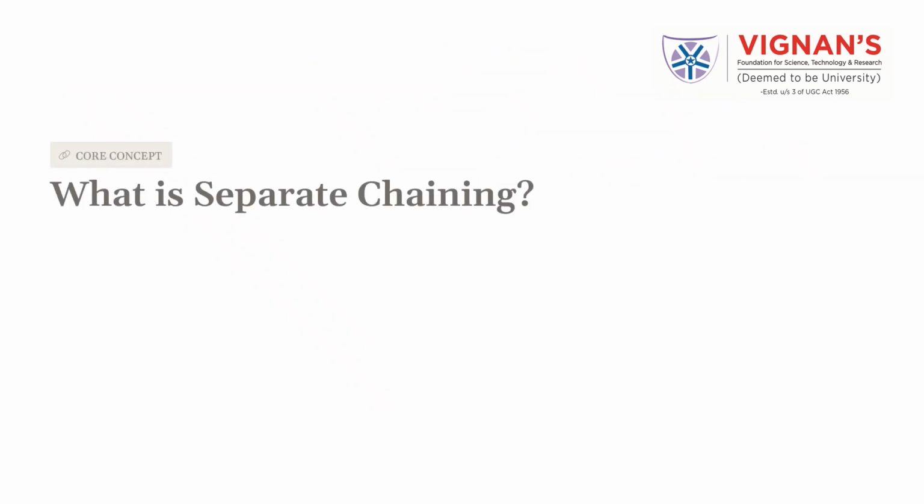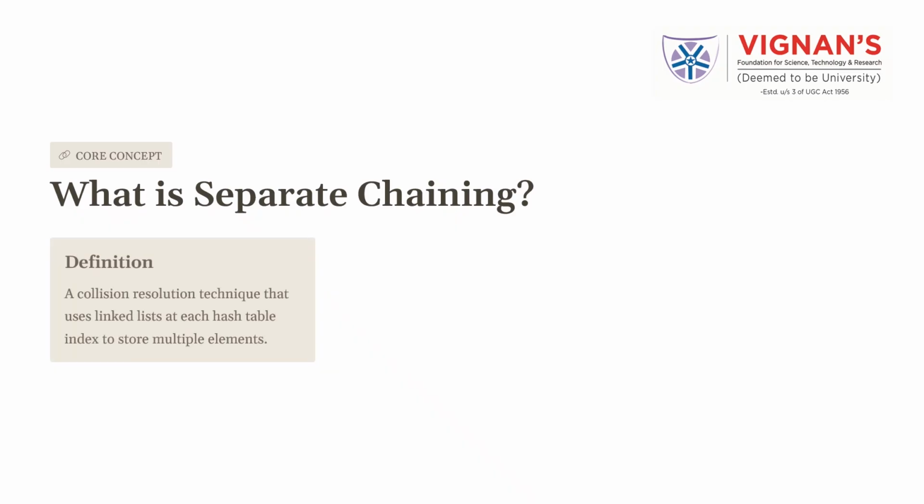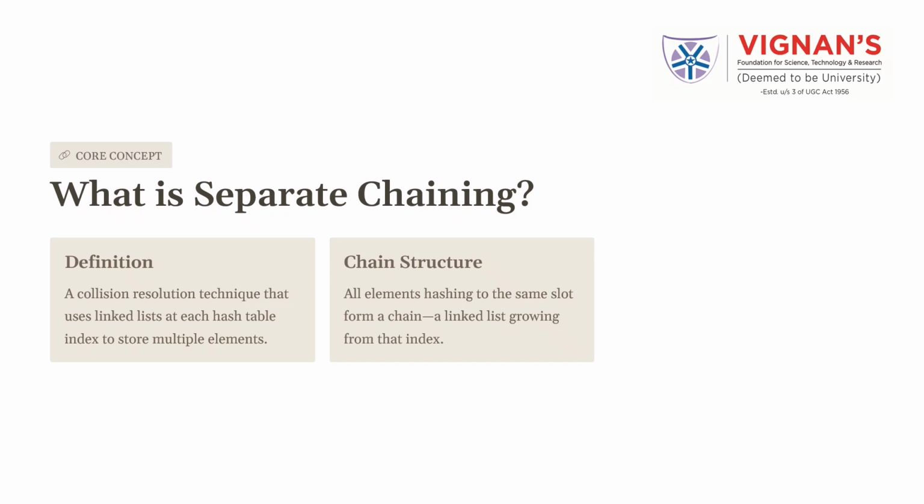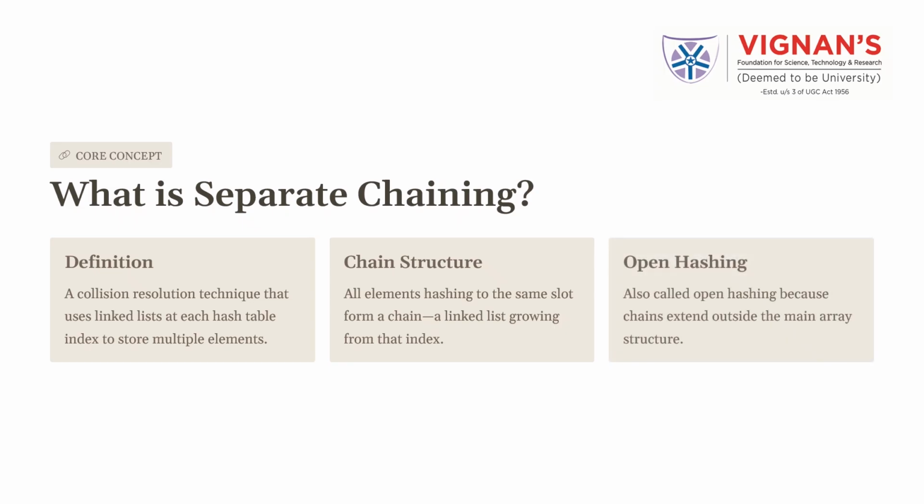What is separate chaining? Separate chaining is a collision resolution technique where each index of the hash table stores a linked list. When multiple keys hash to the same index, they are stored as nodes in that linked list. Instead of searching for another empty slot, all colliding elements remain together in the same bucket. This method is also known as open hashing because the chains grow outside the main array. Separate chaining ensures that no data is lost even when many collisions occur.